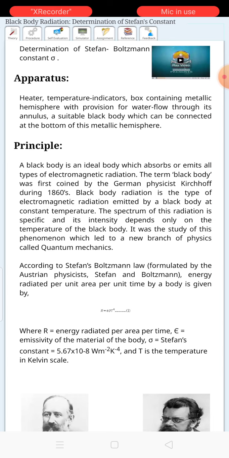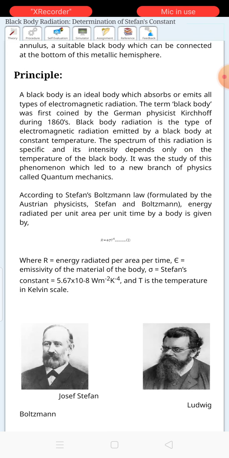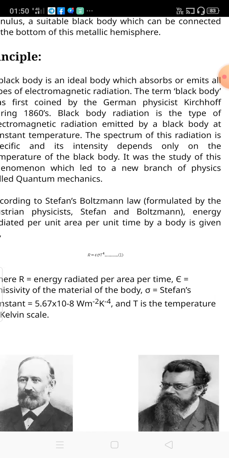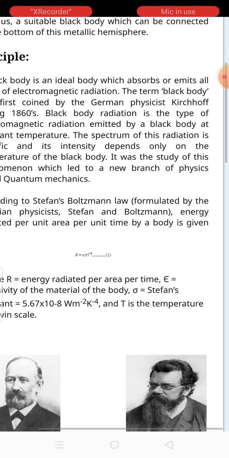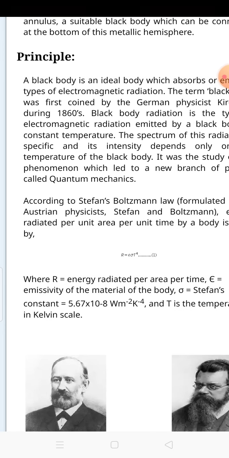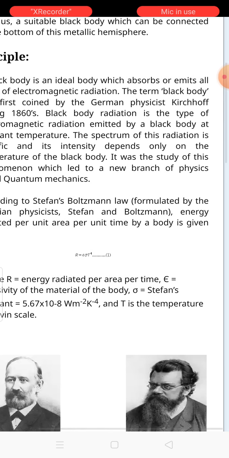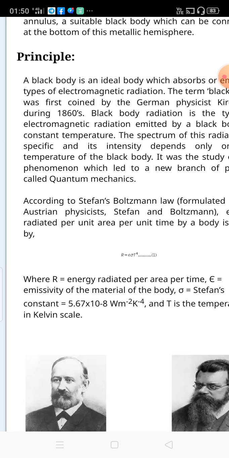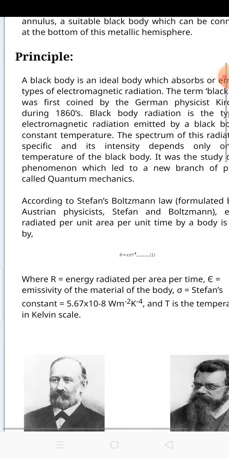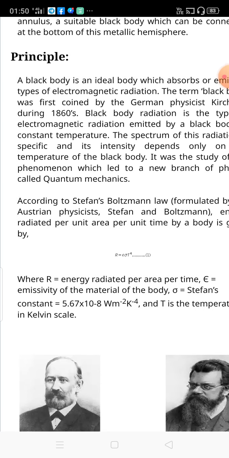Principle: a black body is an ideal body which absorbs or emits all types of electromagnetic radiation. The term black body was first coined by the German physicist Kirchhoff during the 1860s. Black body radiation is the electromagnetic radiation emitted by a black body at constant temperature. The spectrum of the radiation is specific and its intensity depends only on the temperature of the black body.